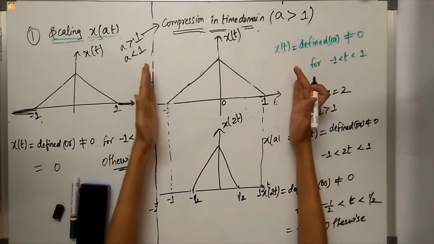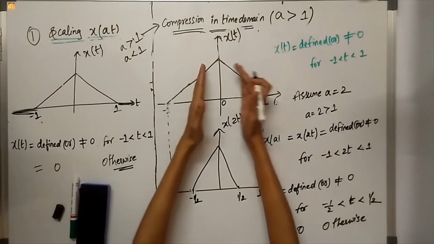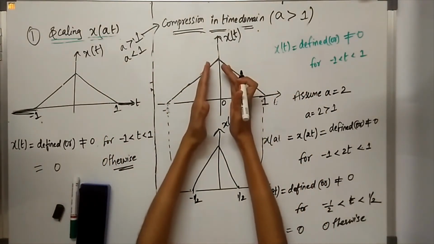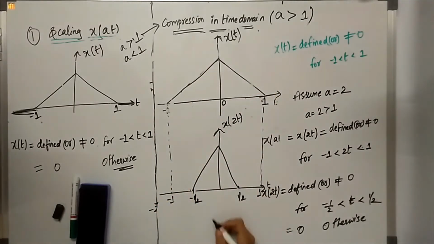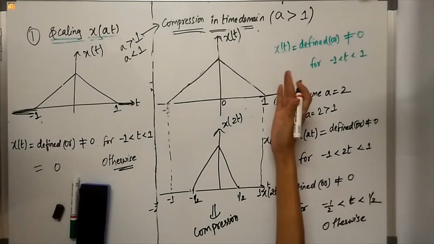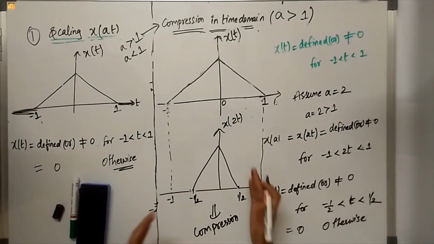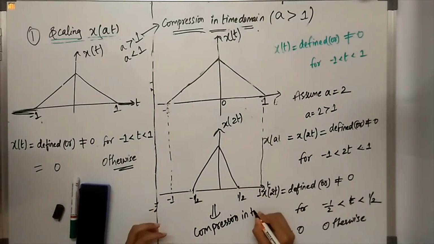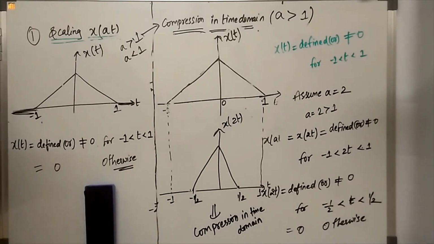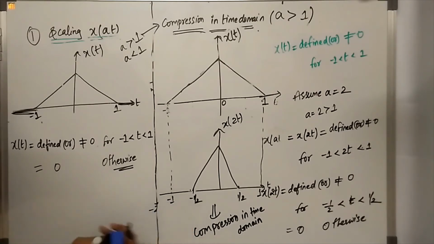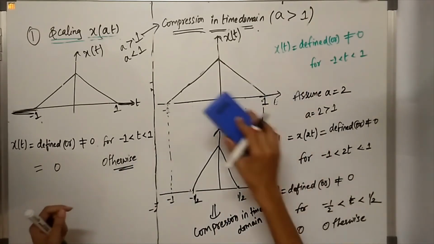Now, if I compress the time, what I get is x of 2t. So this I call compression. Compression in what? In the time domain, because if I compress the signal in the time domain, we will get this x of 2t. Compression in time domain. Now we will see what is expansion in the time domain.